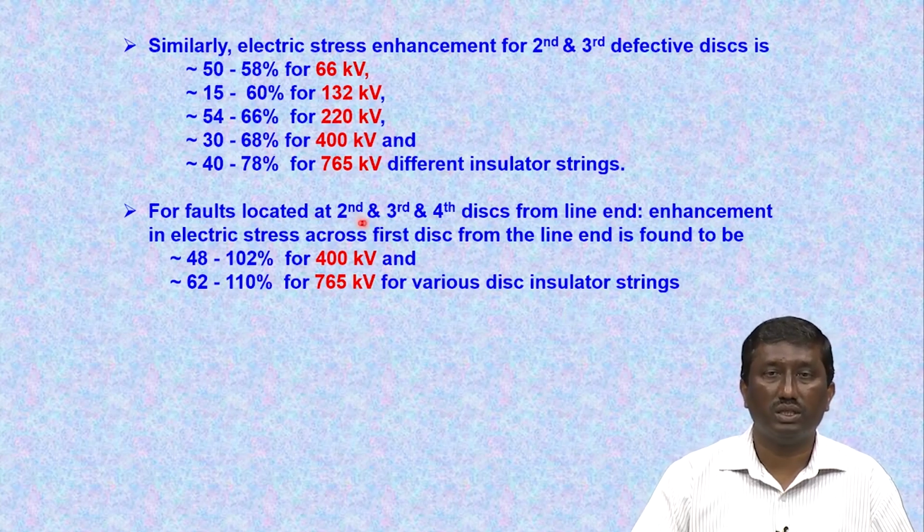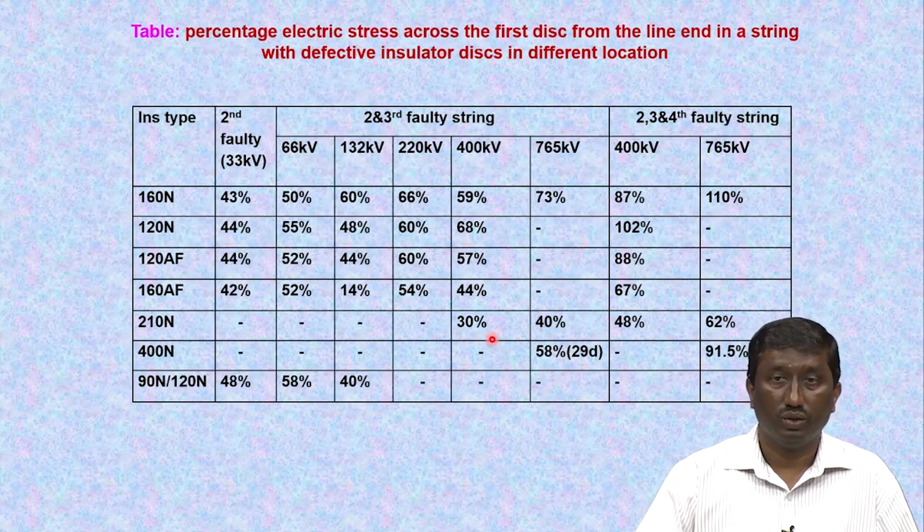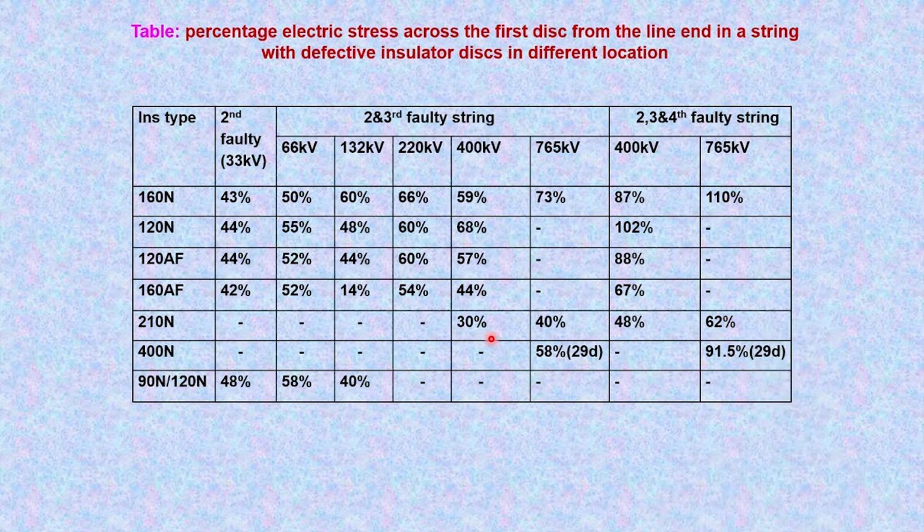Similar fault locations at second, third, fourth show these values for 400 or 765 kV, and how the stress increases on the adjacent insulator discs. So, this gives a complete percentage of the electric stress across the first disc. Particularly, we have taken that the first disc is functional, there is no failure. The consideration was that the second could be faulty, which is a very serious thing. In case the second and third are faulty, or the second, third and fourth are faulty, these are the values of percentage stress which the first disc sees, which is very important.